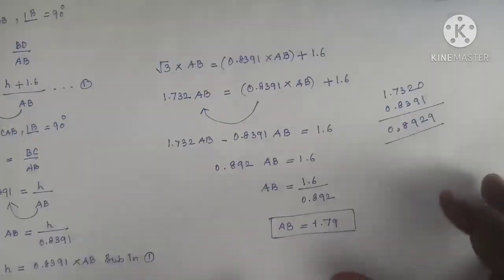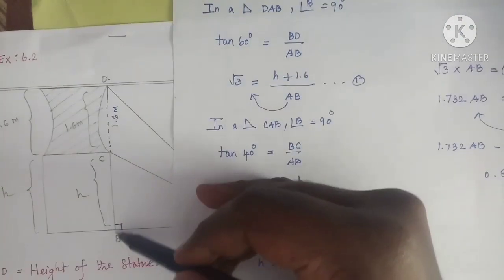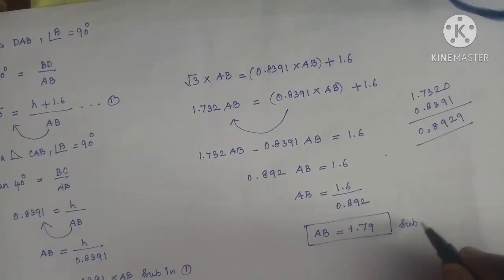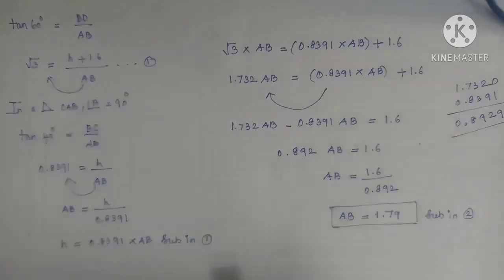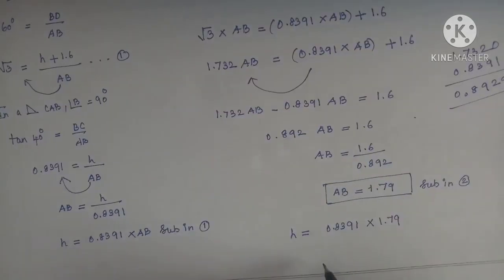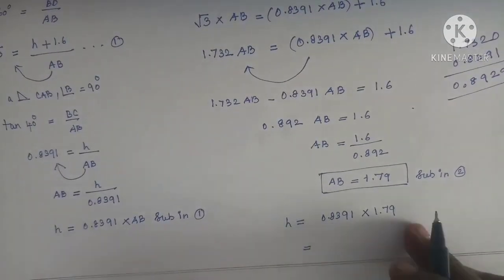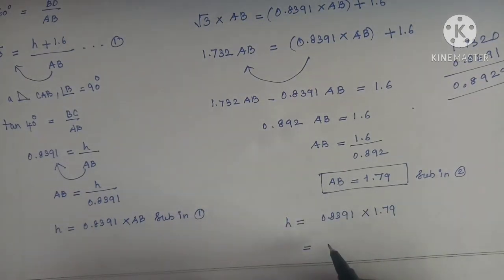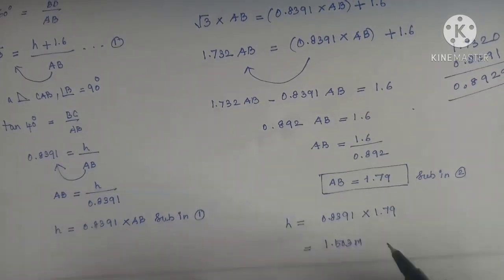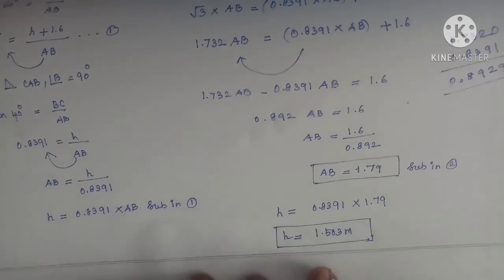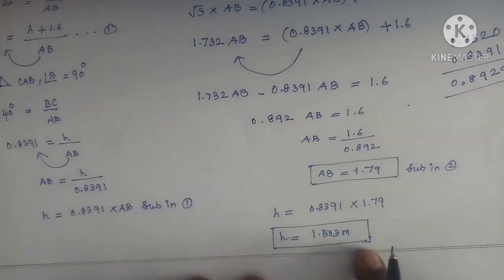Actually, we are going to find the height of the pedestal BC. So H, substitute in 2. This is 2. So H is equal to 0.8391 into 1.79. If you multiply this and this, you will get the answer 1.503 meter. Therefore, the height of the pedestal is equal to 1.503 meter.